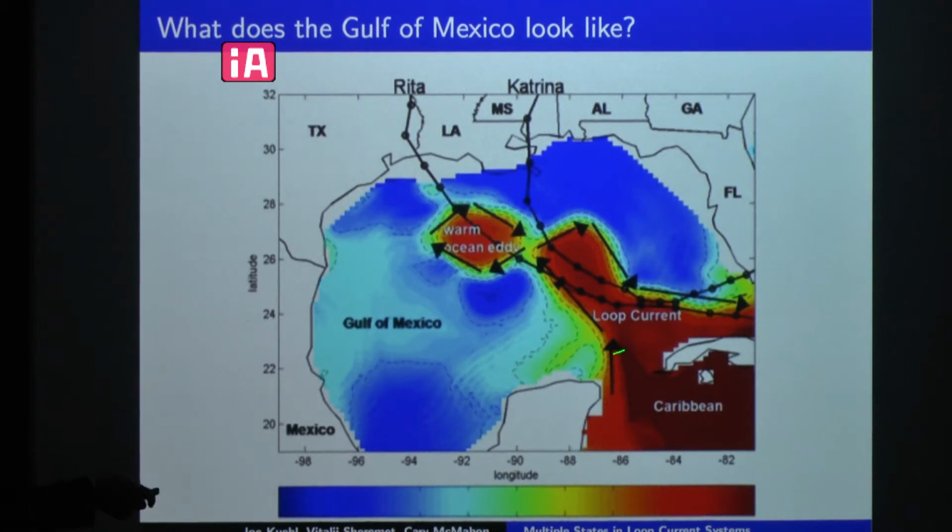And we care about this for a number of reasons. One of the big reasons is hurricane intensity is largely affected by the presence of the loop current. Hurricane Katrina in particular got a big boost of energy, all that warm water that fueled growth of Hurricane Katrina and led to that disaster.